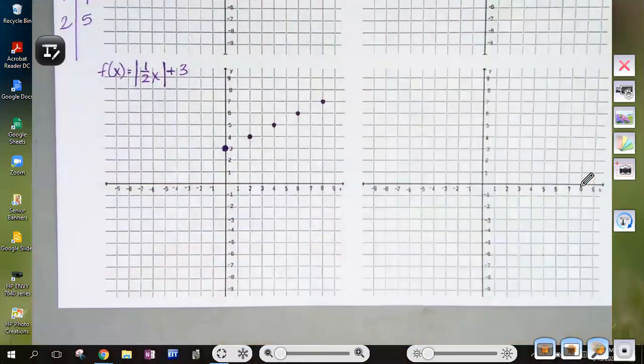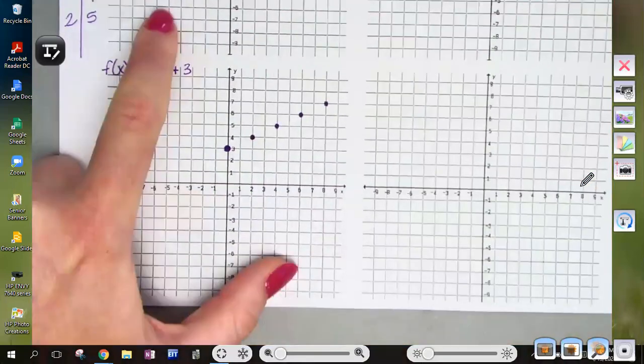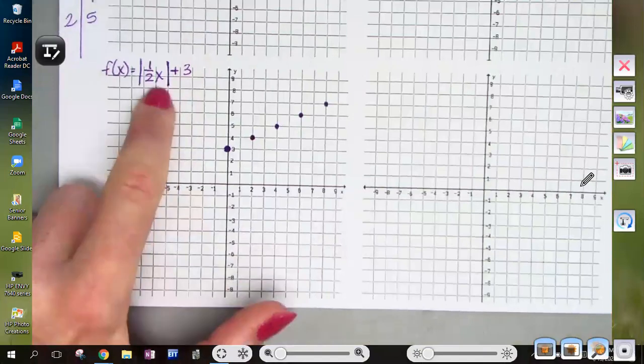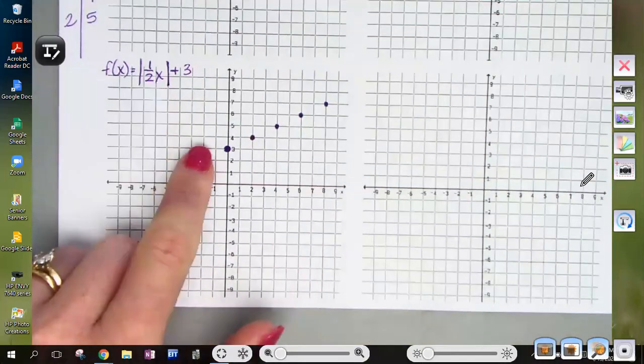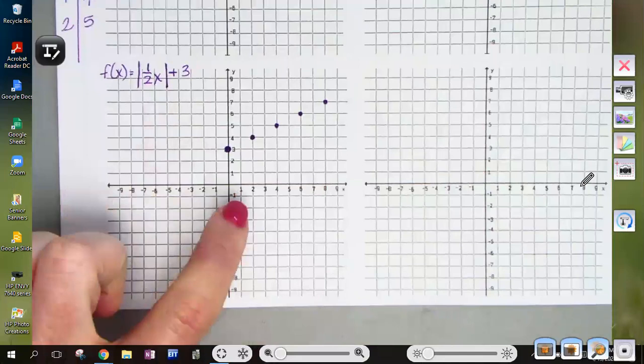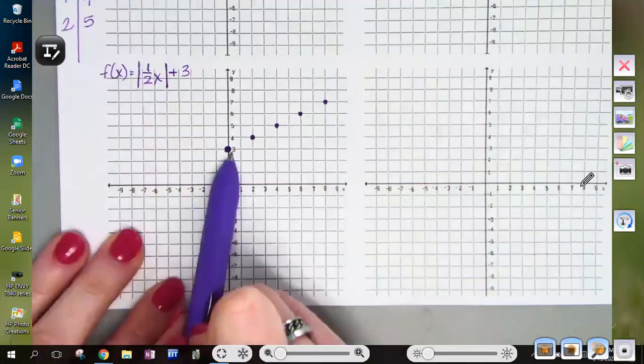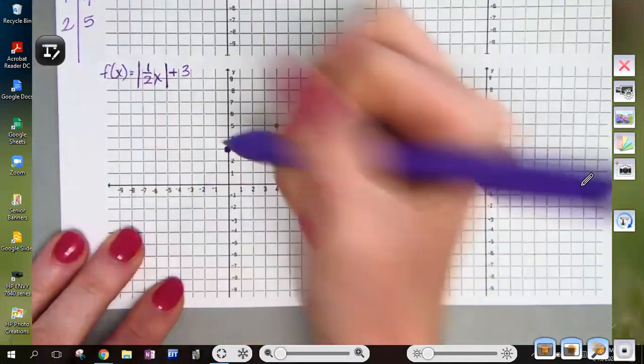What do you notice about the slope of that line? It's wider. There is an absolute value in this function, so I know that it's going to form a V. So I can start back at my vertex and go the opposite way and form my V.